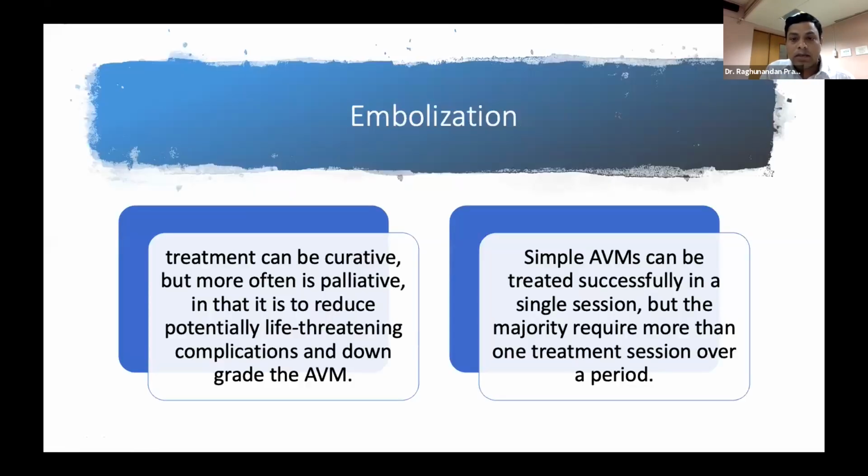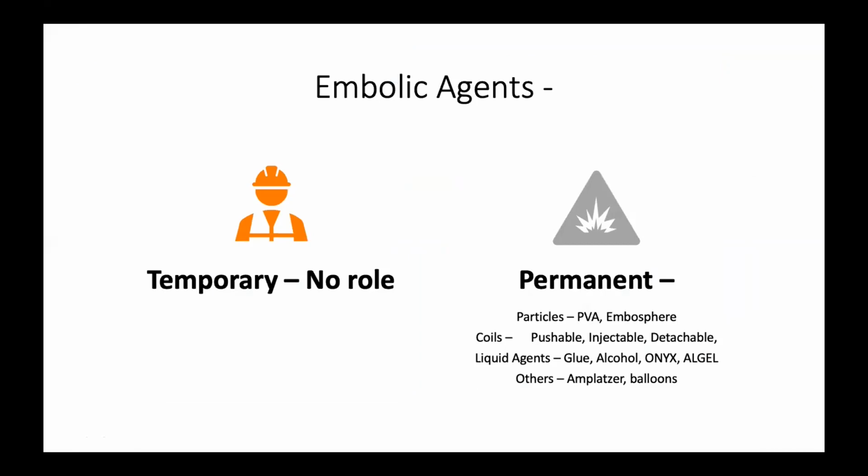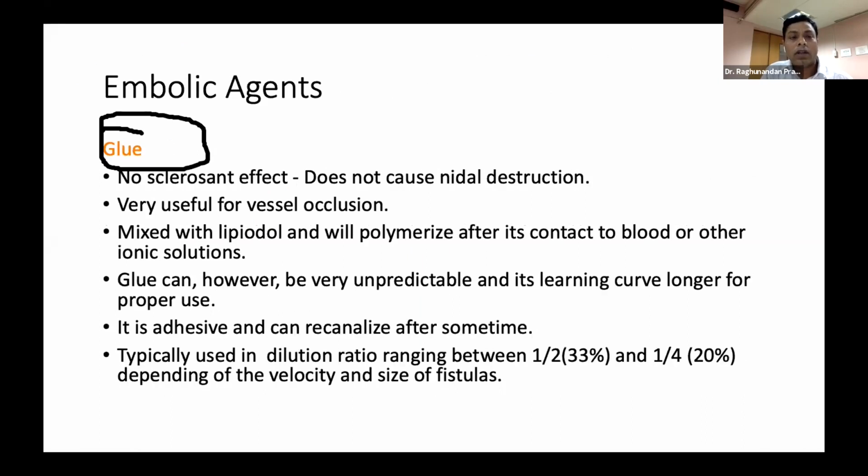Now, some words about the embolic materials. Generally, embolic materials are of two kinds. Temporary embolic materials, like gelfoam, don't have any role here because most of the time we need permanent embolic material, which may be particles, coils, liquids, or some vascular plug. Ethanol is supposed to be the most destructive liquid embolic agent, but it is very difficult to control. In a setting where you can control it nicely, it is the best embolic material. However, you can also use glue or Onyx.